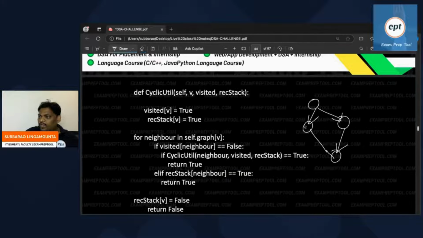Now you can see this. Is there any cycle here? Please verify. I will start from here. A, B, C, D. Please check, is there any cycle? I think there is no cycle. Now see, if you want, you can verify.